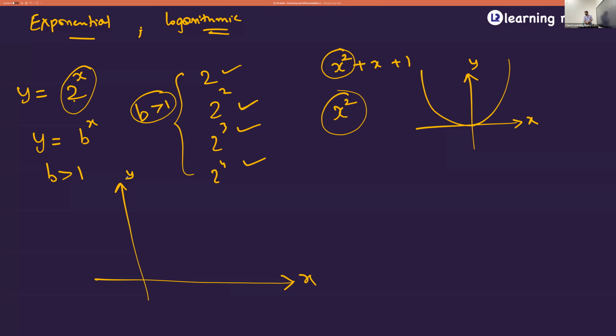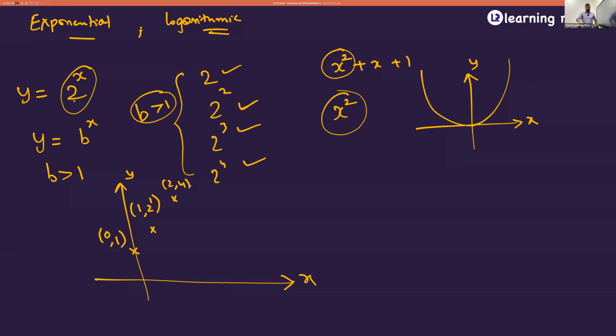So how is it going to look? Let's take 2. If I put x is equal to 0, for that matter, what will be the value? It will be 0, 1. If I put x is equal to 1, the value will be 1, 2. If I put 2, 2, 4, like this, the value keeps on increasing, right? Similarly, if I substitute x is equal to minus 1, 2 power minus 1 is 1 by 2.